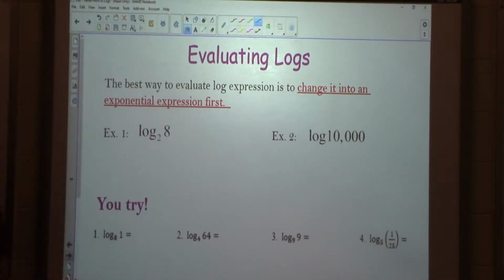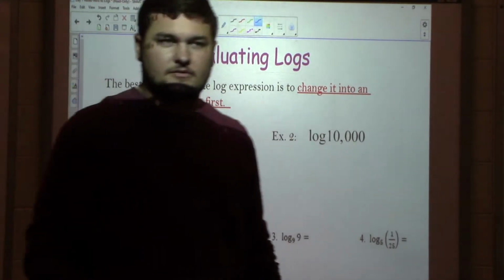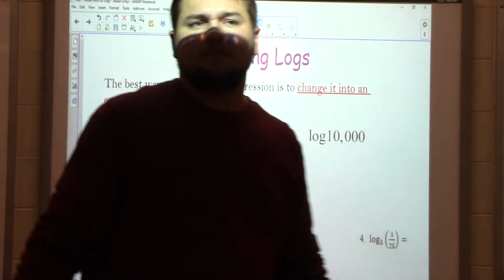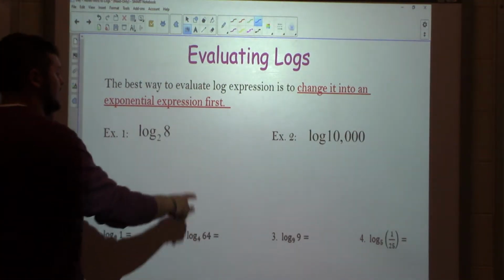Evaluating logs. The best way to evaluate a log expression is to change it to an exponential. Right? How many of you can tell me what log base 2 of 8 is off the top of your head? 3. Log base 2 of 8.